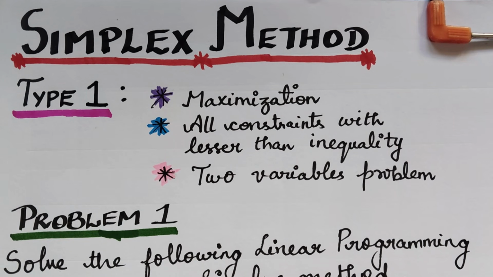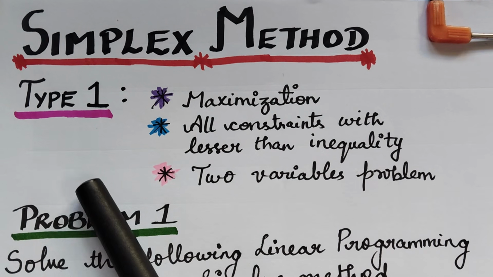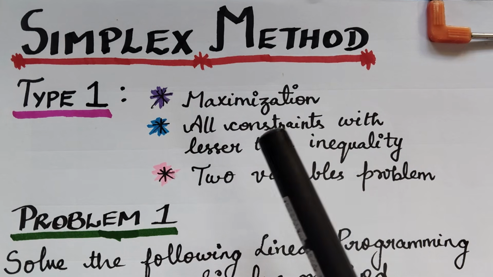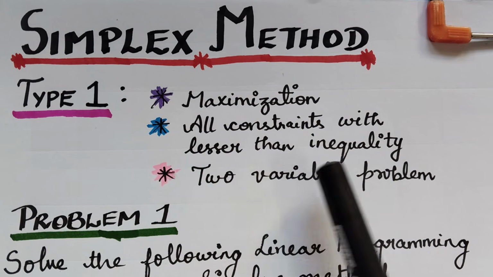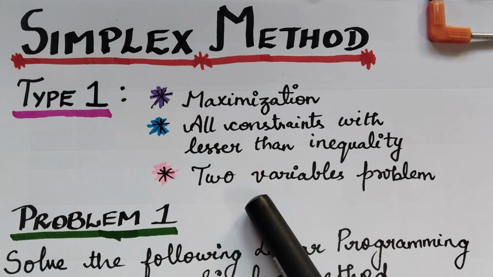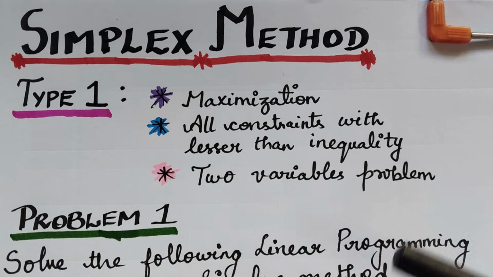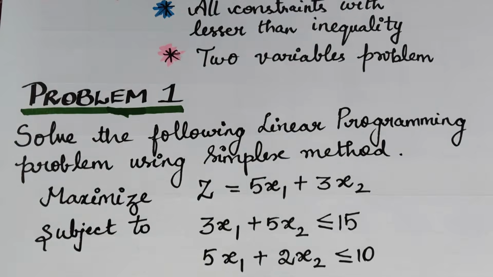Dear students, we are solving problems under the topic linear programming problem by using simplex method, under which we are going to see the first type, that is, it has been categorized as maximization problem and all the constraints with lesser than inequality and a two variable problem. So this is the first type that we are going to deal with. So let us focus on the question now.